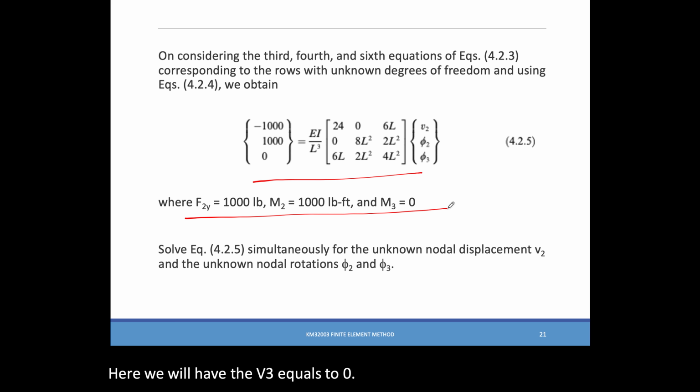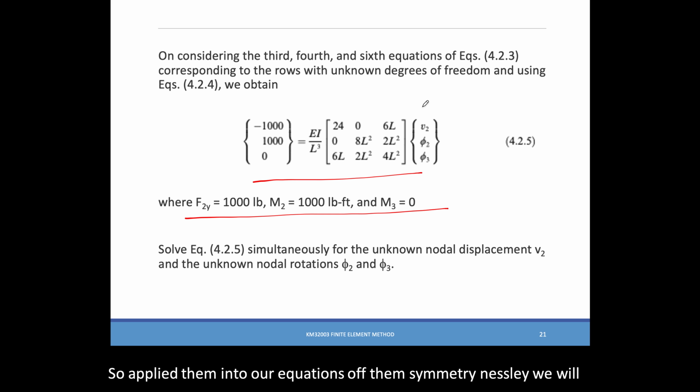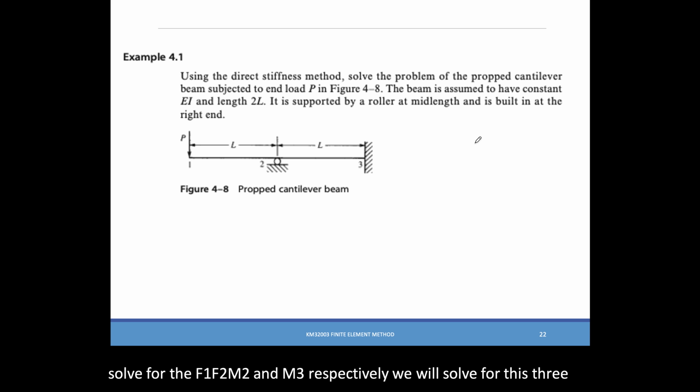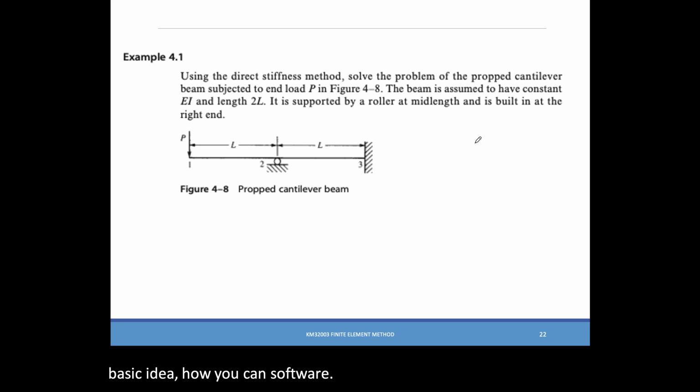We would solve for F1, F2, M2 and M3 respectively. We will solve for these parameters respectively. Alright, so these several examples show the basic idea of how you can solve them. The exact details of the solutions you can refer to the book.